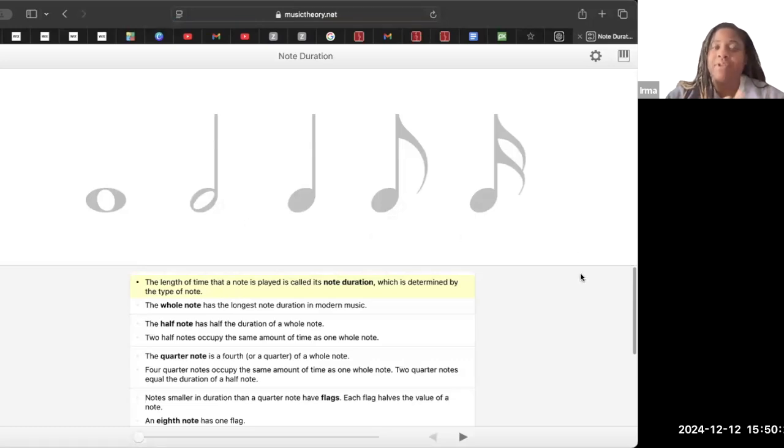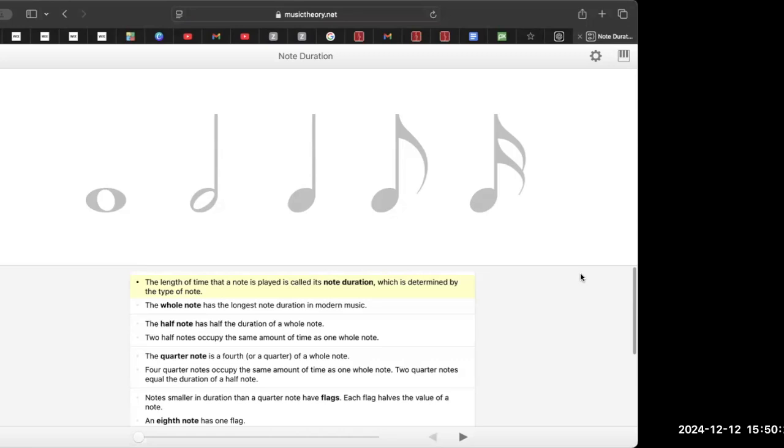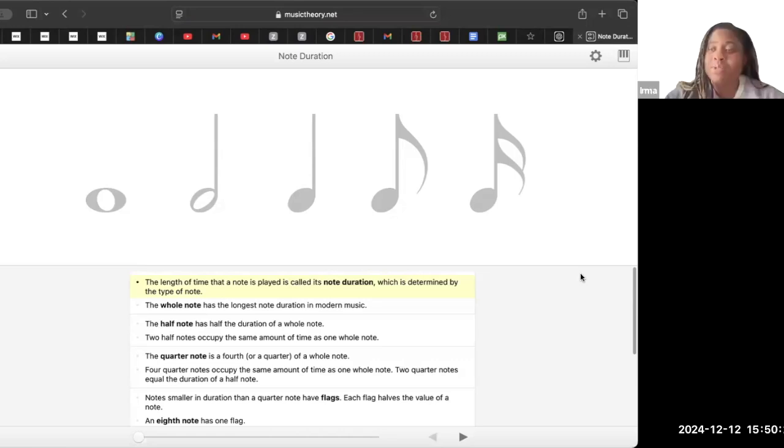All right, so let's tap into note duration. I know you and I have done some clapping exercises in your voice lesson, but this is what I was speaking about, where this type of exercise would really help you gain a full understanding of how to read music. And this is just the foundational aspect. It says the length of time that a note is played is called note duration, and it's determined by the type of note. Notice how I said the type of note.